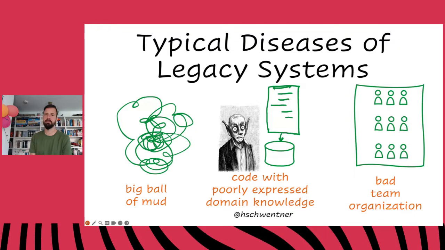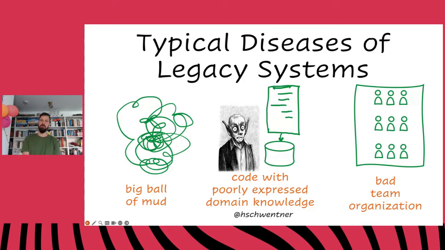And then the third disease that we often find is the bad team organization, or the unfitting team organization. For a monolithic software, a monolithic team might be okay, or layer teams might be okay. Now, where we want to transform into a more vertical structure, we need also vertical teams here.